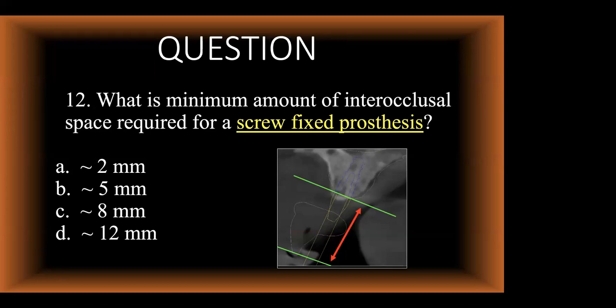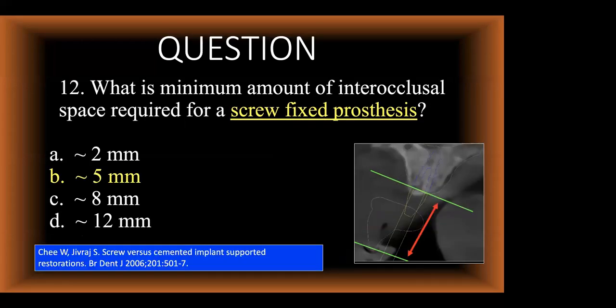And Robert? Our answer is B. Very good. So as you know, you need less room for a screw retained prosthesis. And actually now with the zirconia prosthesis, some people will say 4 millimeters is the minimum.